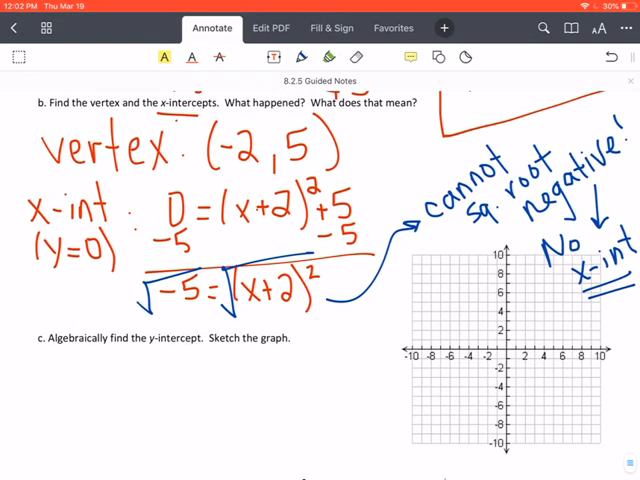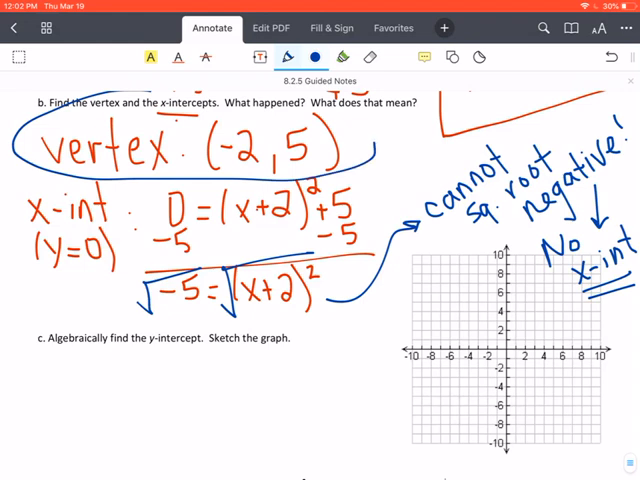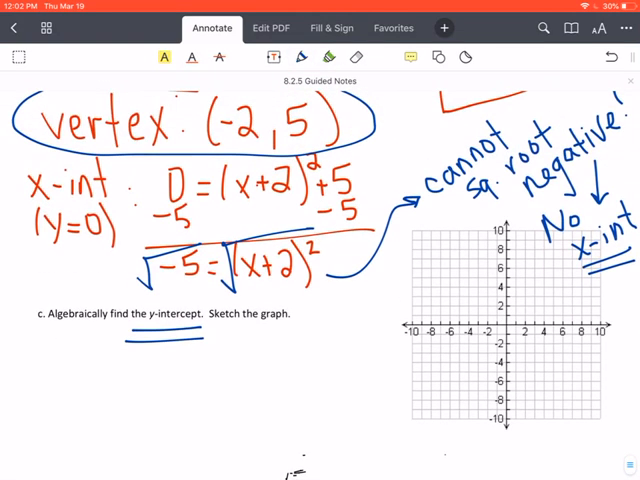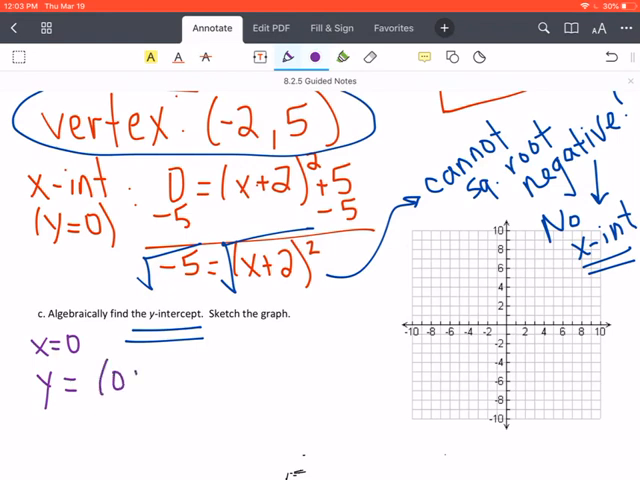So in this case, right now, we only have 1 point to graph. And what is that point? That point is -2, 5. So we need at least 2 more points in order to create an accurate parabola. So at this point, we rely on that y-intercept. So to get the y-intercept, you guys should be, again, saying it with me: we know that x equals 0. So we're going to say y equals 0 plus 2 squared plus 5.